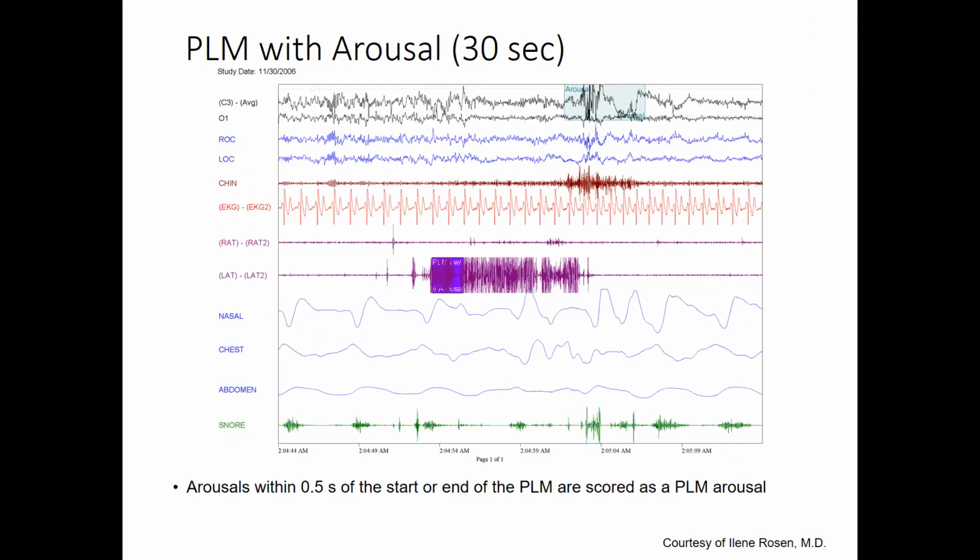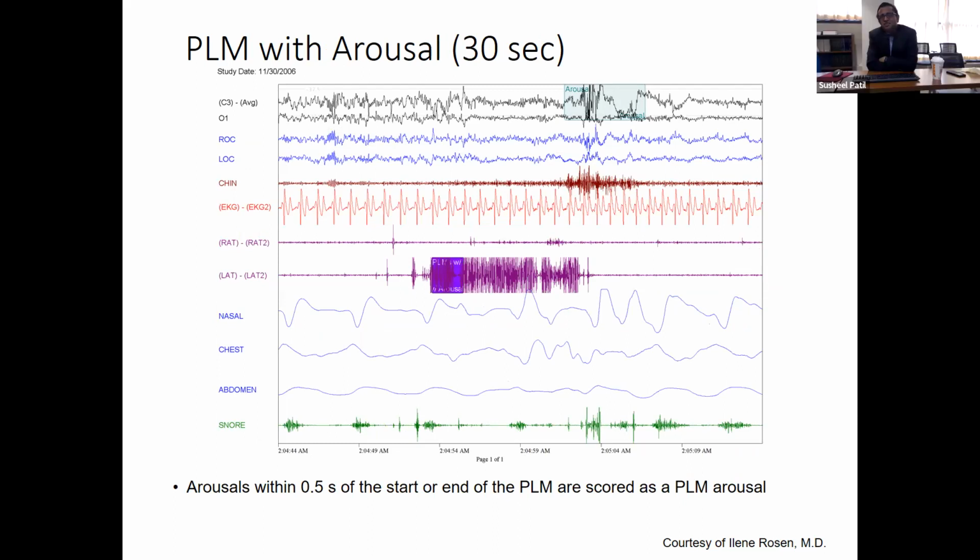All right. So here's just an example of a leg kick that you can see here in purple. And so here, this is 30 seconds that you're getting at this point. But here you can see that there's a leg kick, right? There's a change in the EMG. There's also a change in the EEG. It's occurring within a half second of the leg kick itself on the back end. So this would be a leg kick with an arousal.